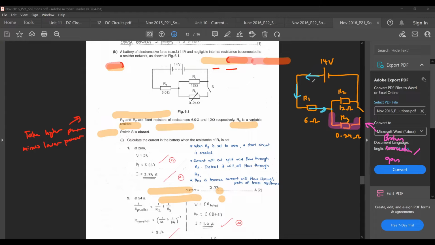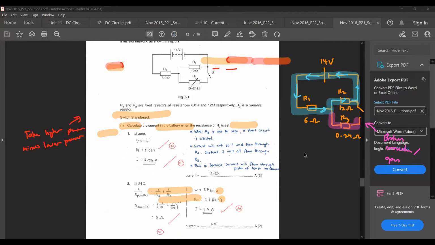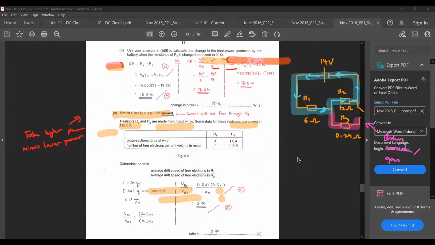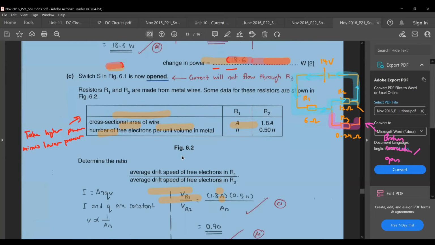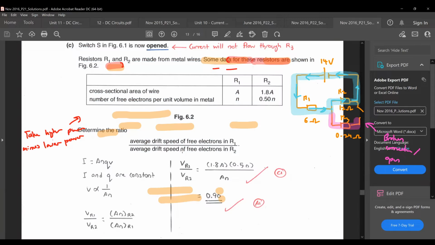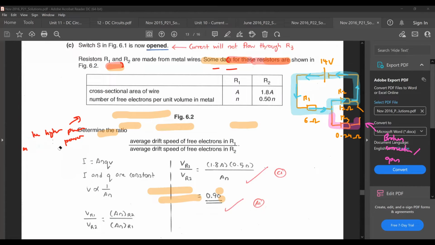Once current reaches that little junction, because the pink highlighted part is a broken connection, current won't flow through here. It will just go like this, and like this. Your current flow is this blue colored section here. So you flow through that in this manner. The question is asking you to find the ratio of the drift speeds for resistors R1 to R2.